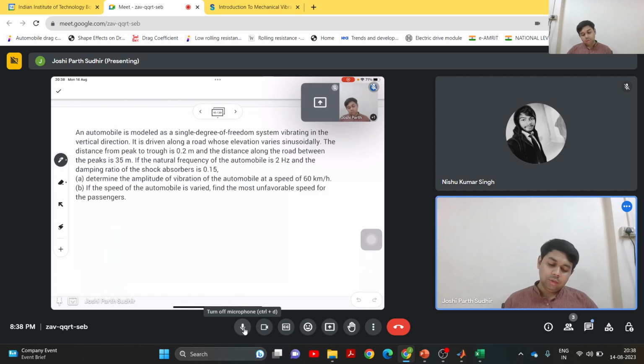So then we will start with the next problem that I had listed down. So here in this problem, we have been given that an automobile or car is modeled as a single degree of freedom system, which is vibrating in the vertical direction. So it is given that it is driven along a road whose elevation varies sinusoidally.